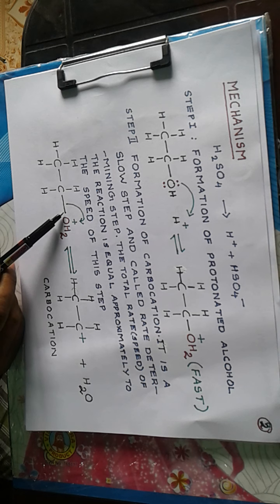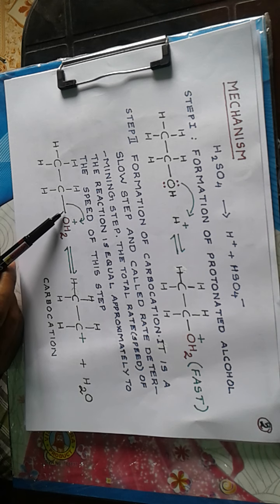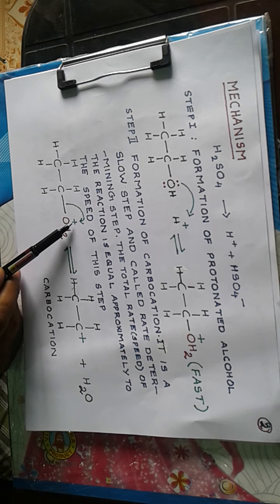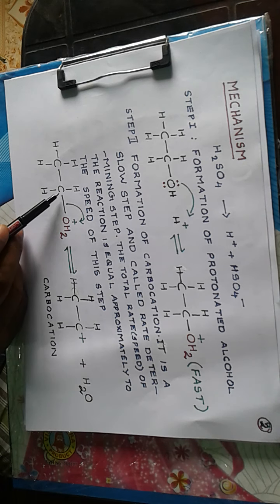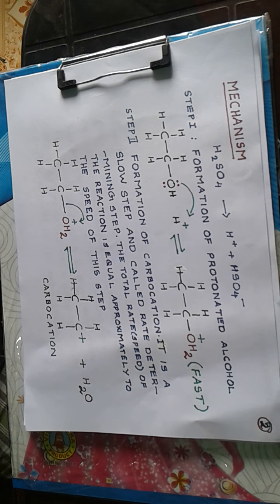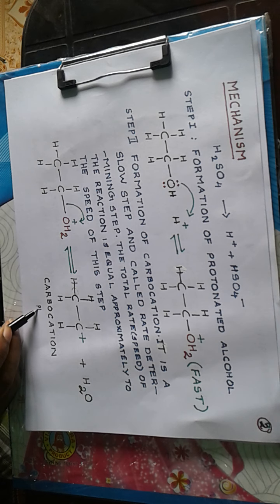This bond is formed by the overlap of the orbital of oxygen and the orbital of carbon. Now the orbital of oxygen takes up both the electrons. So oxygen is getting an extra electron, that is the electron of this carbon. So its positive charge is neutralized and we get H2O. And here we get a positive charge, a carbocation is formed. And this carbocation is a primary carbocation.